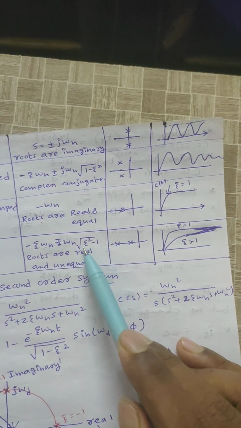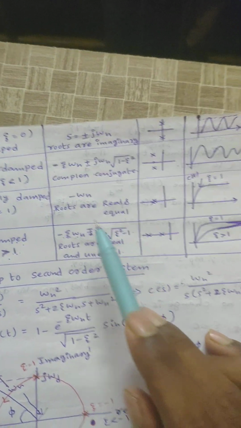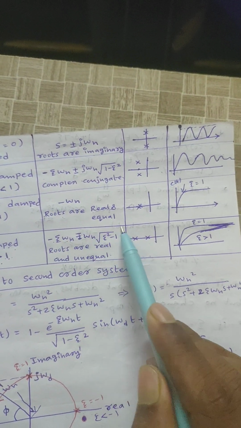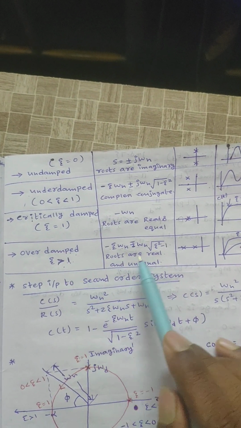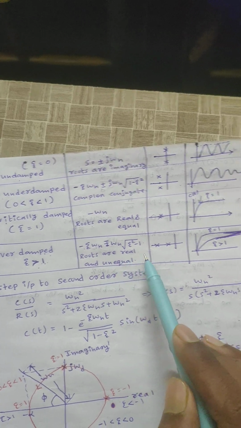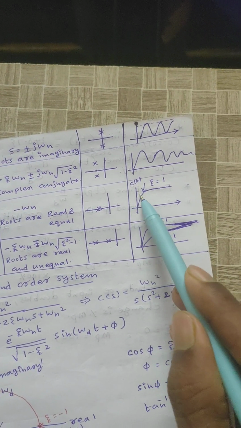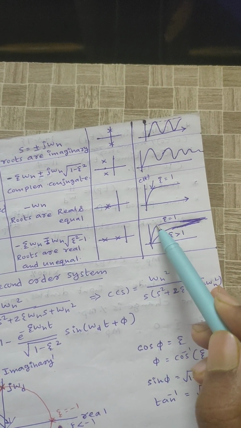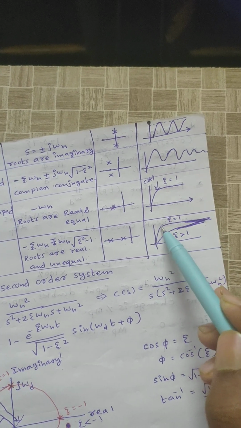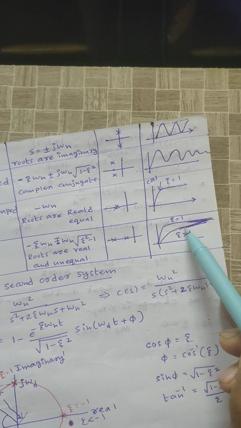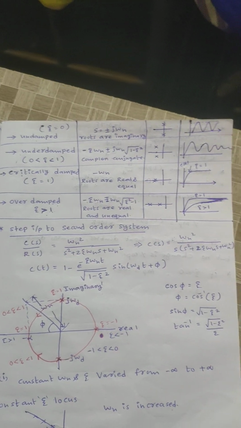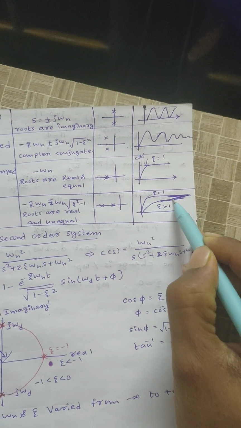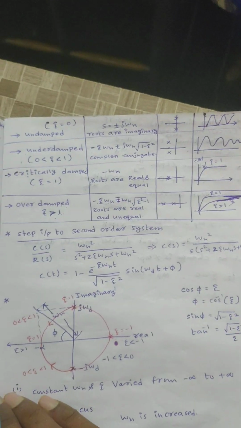Why? Because this value is higher, so there is no complex conjugate. That means under an overdamped system, the roots are real and unequal. Now if we compare with this response, zeta equal to 1 has the fastest response. When zeta increases, the response of the system is slow. That is the waveform when zeta is greater than 1.